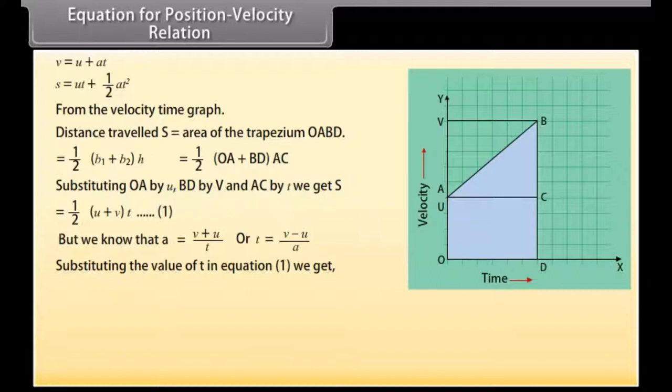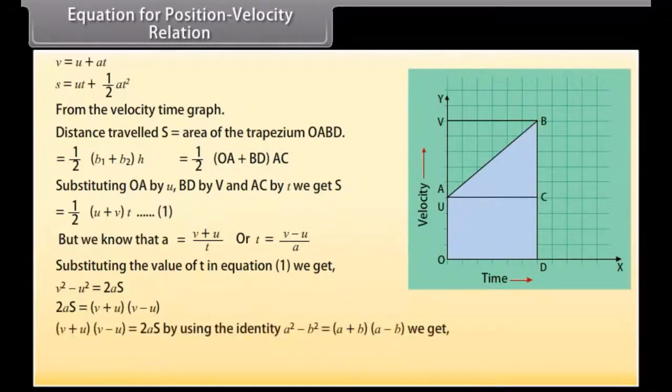Substituting the value of t in equation 1, we get 2as is equal to (v plus u) into (v minus u). By using the identity a square minus b square is equal to (a plus b) into (a minus b), we get v square minus u square is equal to 2as. This is the third equation of motion.